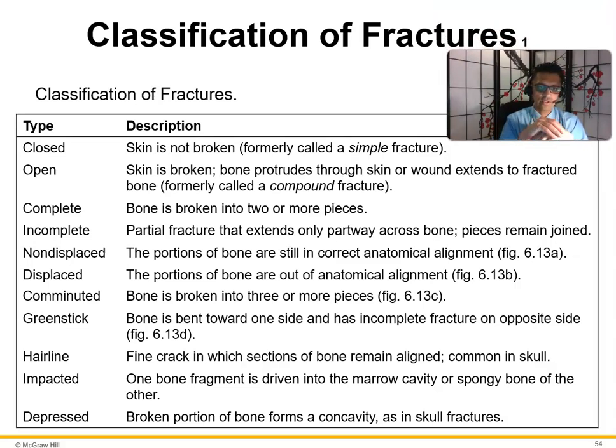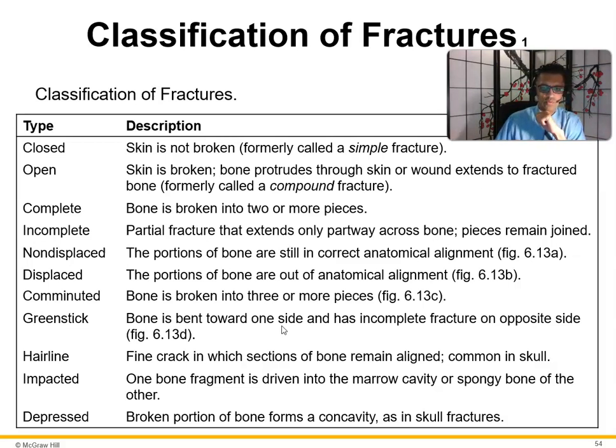Complete, bone is broken into 2 or more pieces. Incomplete, partial fracture. Displaced is out of the anatomical alignment. So you remember anatomical alignment. Displaced, portions are out of anatomical alignment. You want to know the difference between non-displaced, so it's still in anatomical alignment, and displaced, out of anatomical alignment. One thing I want you to know also is greenstick.